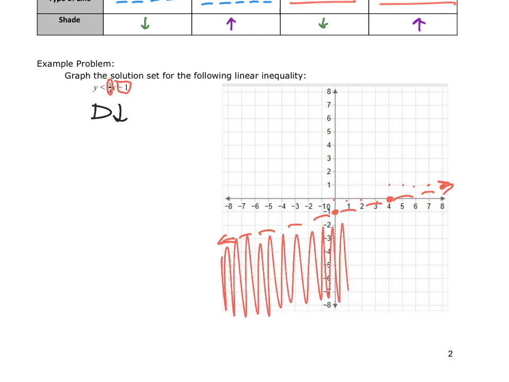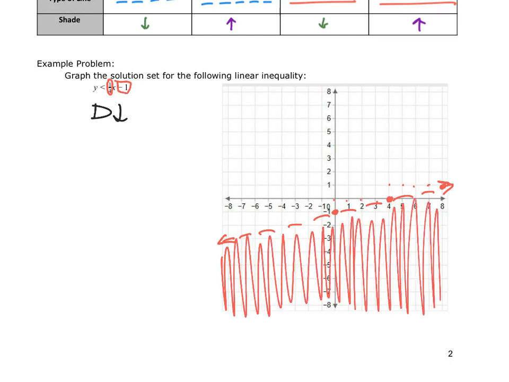So that means my solution set is this half plane where it is shaded in, where all of the coordinate points in there are solutions. Now again, remember the dashed line does not count. So the coordinate (0, -1), which was my y-intercept, would not be a solution.